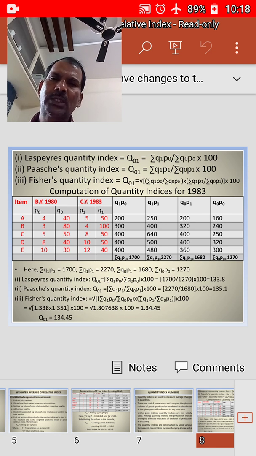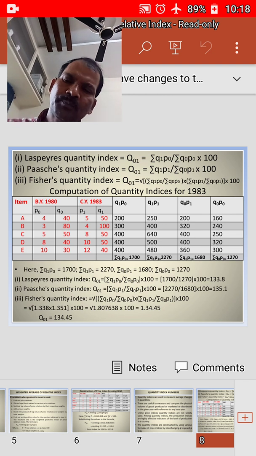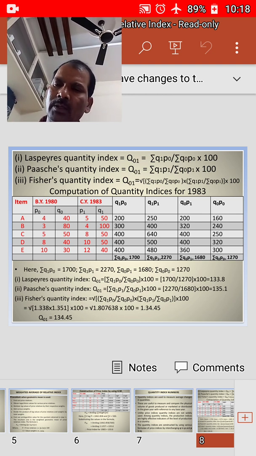Paasche's quantity index Q01 is equal to sigma Q1 P1 by sigma Q0 P1 into 100, whereas Fisher's quantity index Q01 is equal to the square root of sigma Q1 P0 by sigma Q0 P0 into sigma Q1 P1 by sigma Q0 P1 into 100. These are the formulas. Based on these, we will consider one problem.